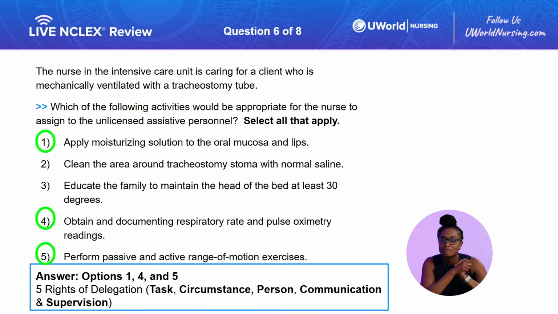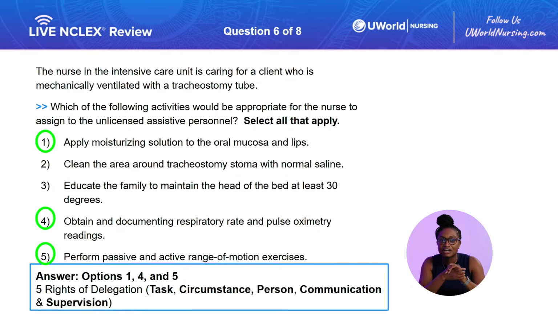And then option 5, perform passive and active range of motions. As long as they're not flipping and twisting and doing all the crazy things that maybe PT might be doing, active and passive would be like the Q2 turns, the offloading of the heels and stuff to keep their body moving and prevent pressure ulcers. That's totally okay. Options 2 and 3 are incorrect.